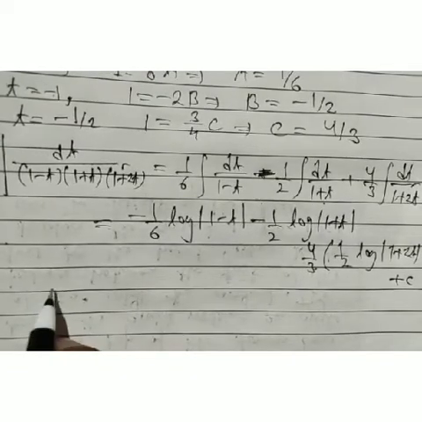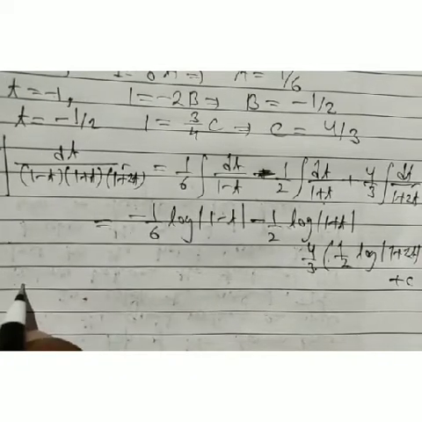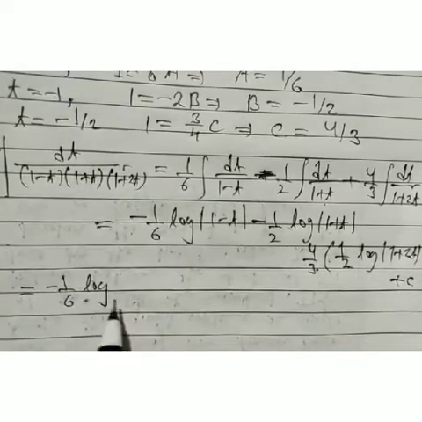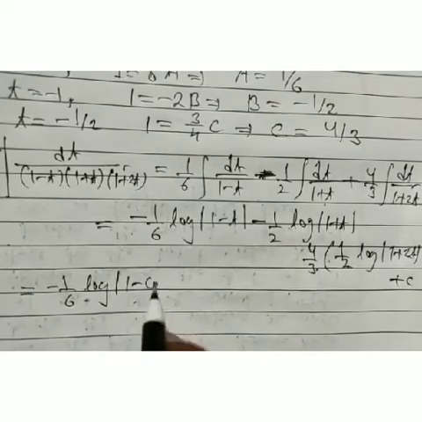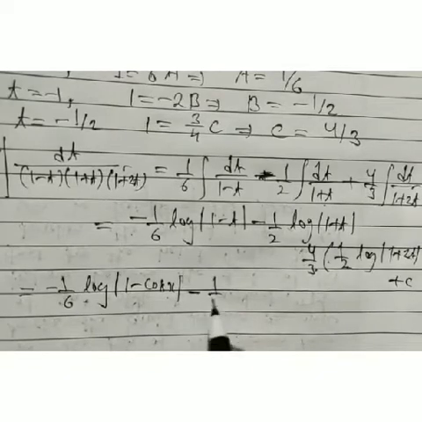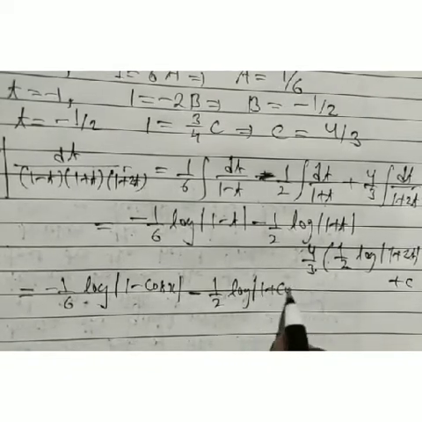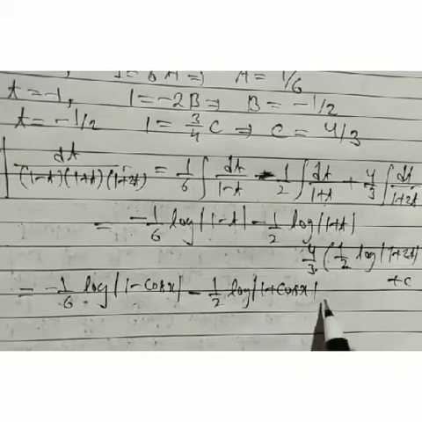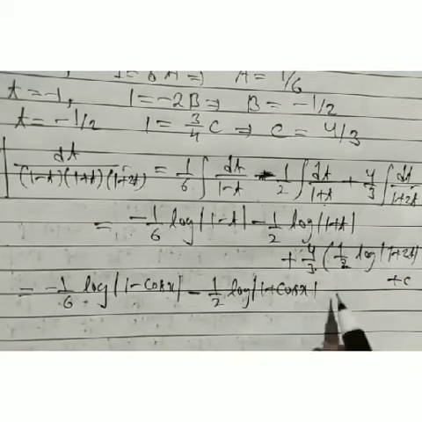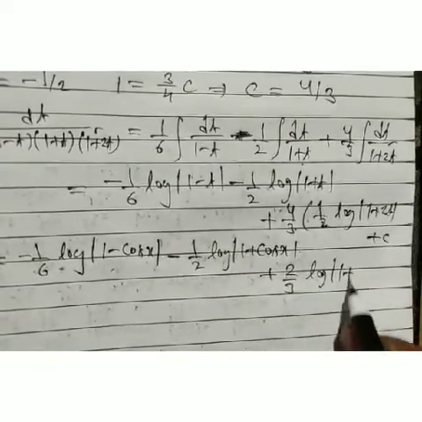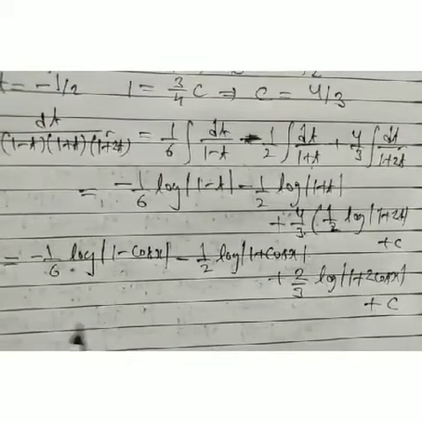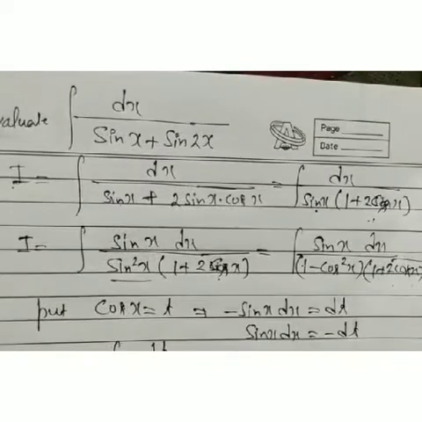Now our final result is equal to minus 1 by 6 log, putting the values of t. We had taken cos x equal to t, so log 1 minus cos x. Now minus 1 by 2 log 1 plus cos x in place of t, the 2 cancels out and it becomes a plus sign, then plus 2 by 3 log 1 plus 2 cos x plus c. This is our required result, the integration of sin x plus sin 2x.